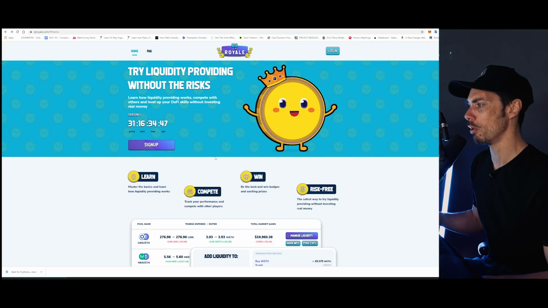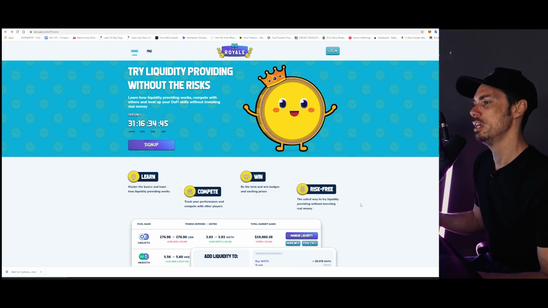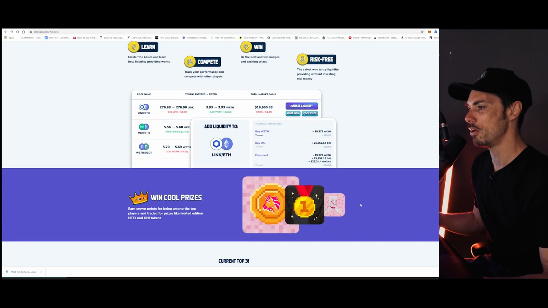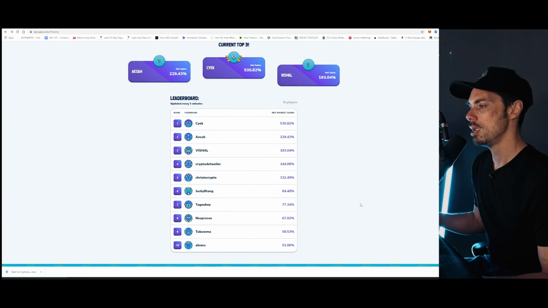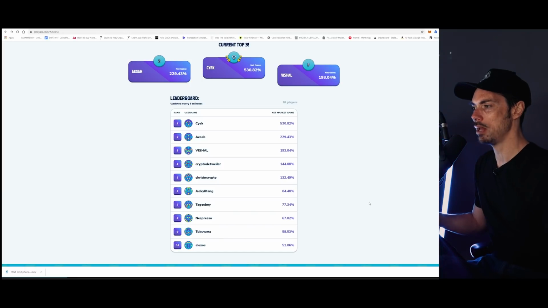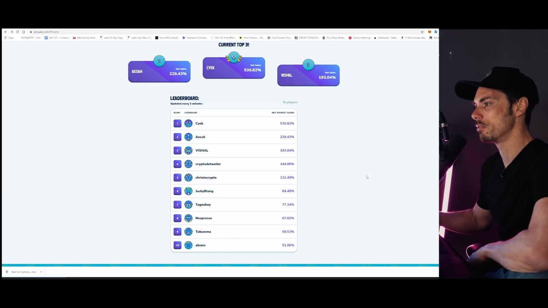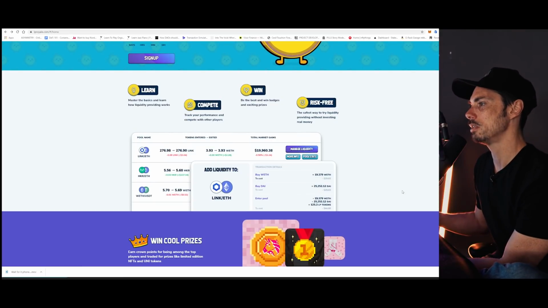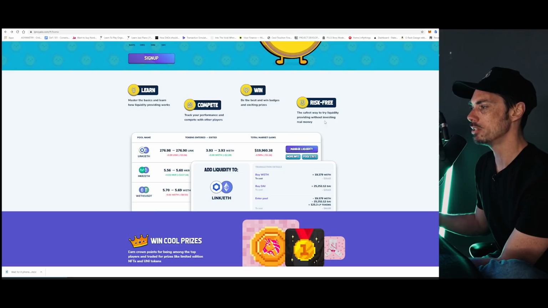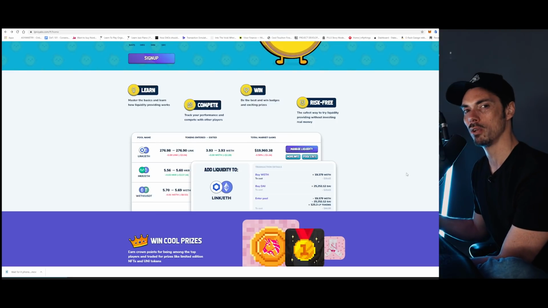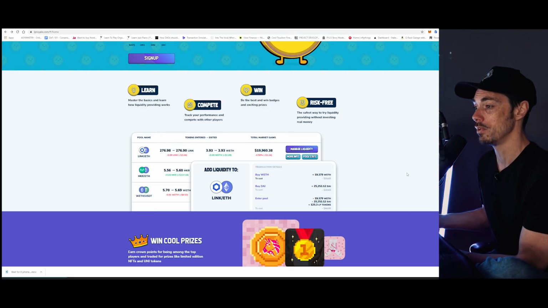So if we take a look at LP Royale, it's a pretty cutesy UI. It's got a kind of old school game aesthetic. And down here you'll see a leaderboard. And basically, if you do well on this platform, then you can redeem what you win for prizes. And I believe you have to connect your wallet to do so. So you can learn, you can compete, you can win, and it's risk-free. So you're not putting real money in, so you get a chance to try out liquidity provision.